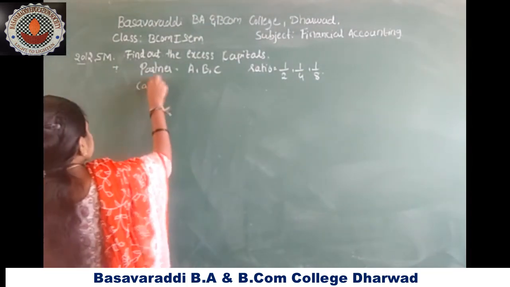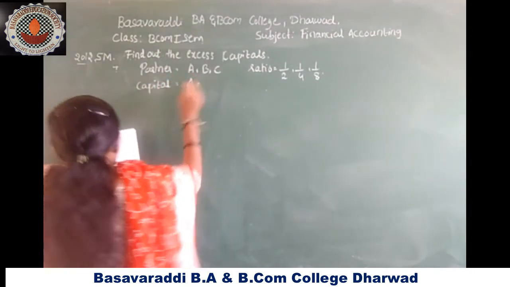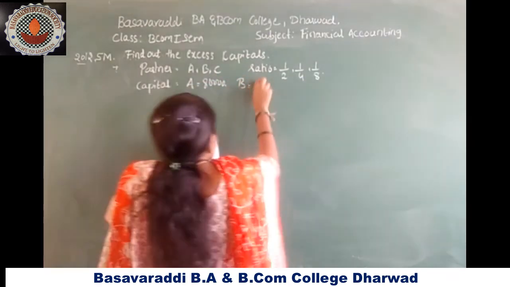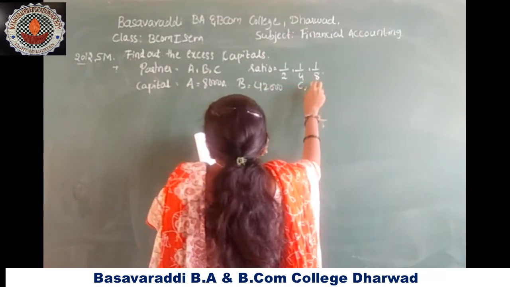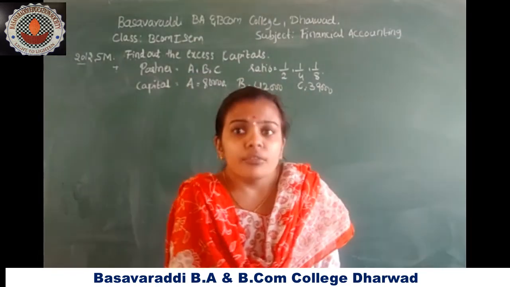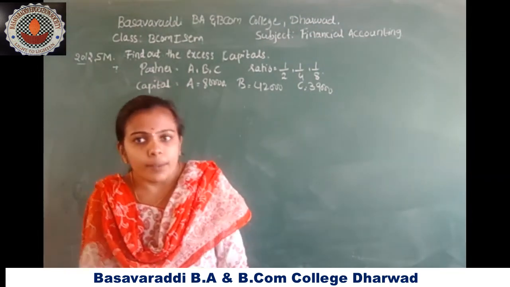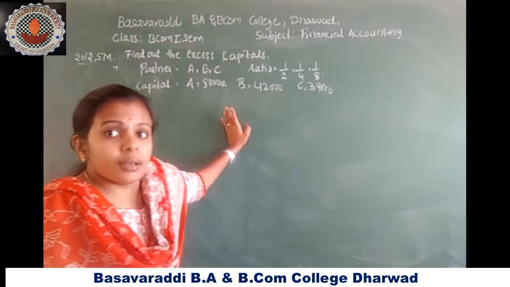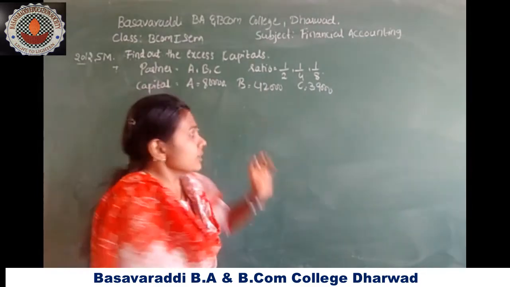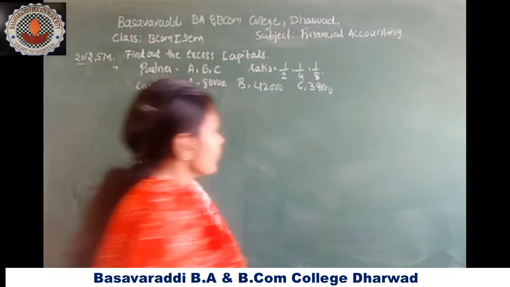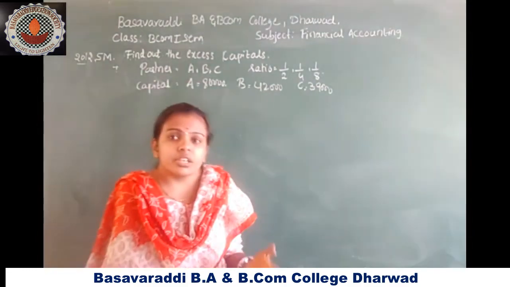Capital balances: partner A rupees 80,000, partner B rupees 42,000 and partner C rupees 39,000. We have to calculate the excess capital of a partner. Now the ratio is 1/2, 1/4 and 1/8. Since we have the ratio in fractions, we have to convert it into ratios.